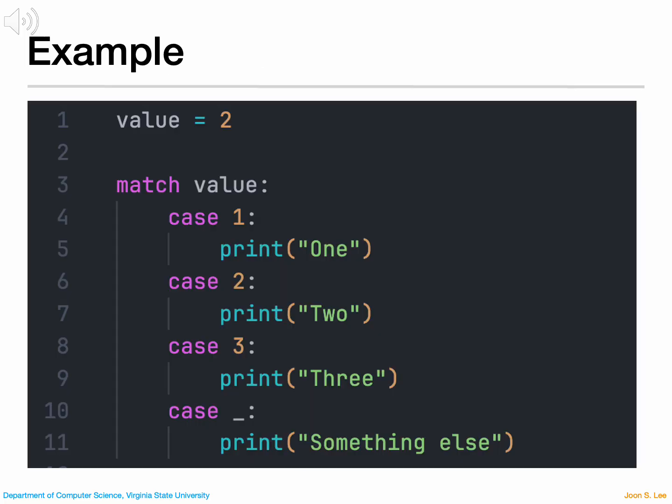This example shows how the match statement works in practice. The variable value is set to 2. We then use a match statement to check its value. If value equals 1, the program prints 1. If value equals 2, the program prints 2. If value equals 3, the program prints 3. If none of the cases match, the wildcard case underscore is used, and the program prints something else. In this case, since value is 2, the program will print 2. The important thing here is that only the first matching case is executed, and the underscore acts like a default case to catch anything that doesn't match.